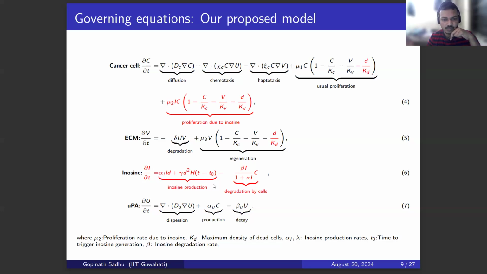So the first two terms are inosine production, and clearly there is a Heaviside function. In the literature, Chen et al. saw that after a certain time, inosine is generated. So this is also taken into our model, and this inosine is degraded here, which we can say is consumption by the cancer cell, and this is our proposed model.